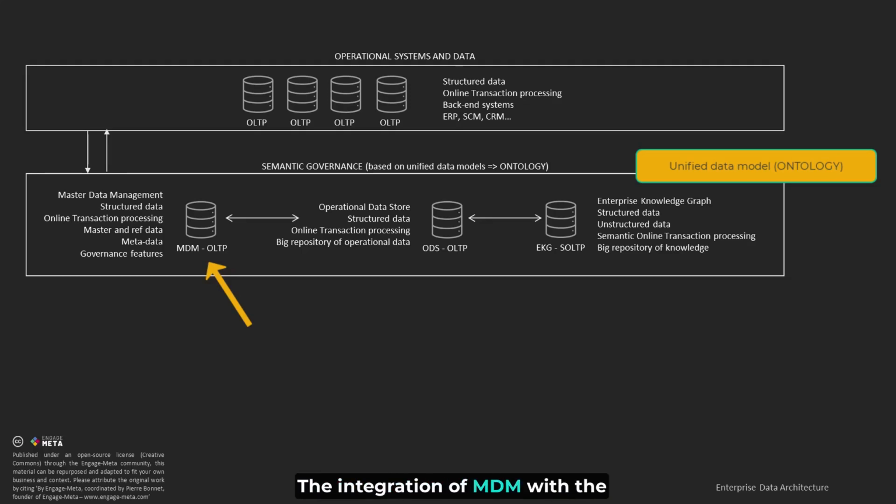The integration of MDM with the operational systems layer is often bidirectional. Therefore, operators can update certain data directly in the MDM to propagate them into the databases of the operational systems.